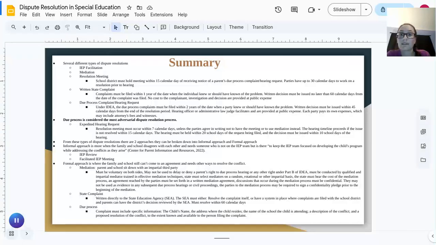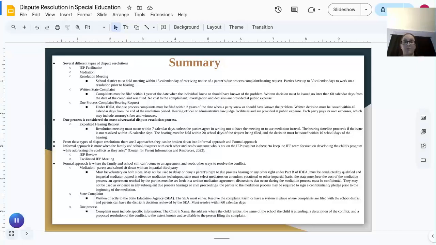We also have due process complaint and hearing request. This is under the IDEA. The due process complaints must be filed within 2 years of the date when the party knew or should have known of the problem. Written decision must be issued within 45 days from the end of the resolution period. The hearing officer or administrative law judge facilities are provided at public expense. And then this is where each party pays their own expenses, which may include attorney fees and witnesses.